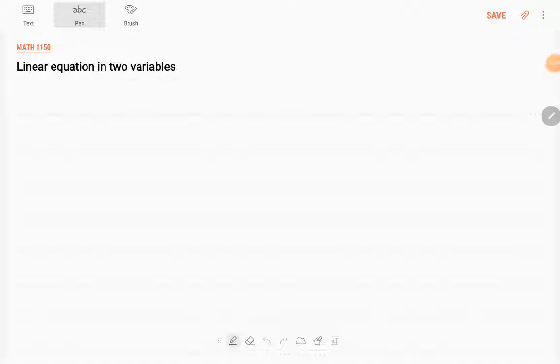In this part, I want to talk about the linear equation in two variables. In mathematics, a linear equation in two variables is given by this kind of form: ax + by + c = 0. Why do we call it a linear equation? Because it has two variables, x and y, and the power is 1. So it's called a linear equation.